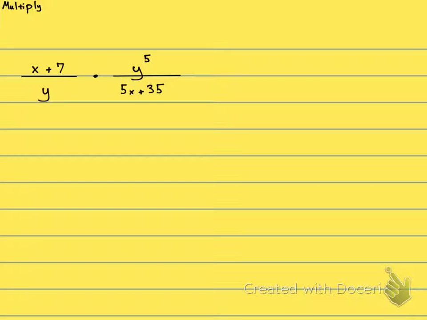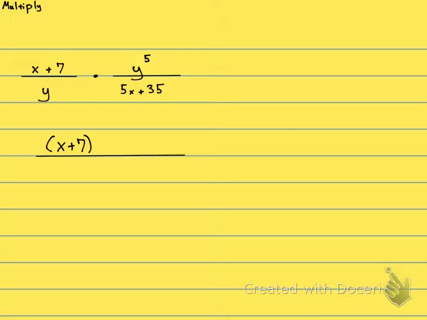All right, we're going to multiply two rational expressions, right? Two big fractions. And remember that when you multiply, it's going to be the top times the top over the bottom times the bottom. So first thing I want to do is rewrite this, and I'm going to put it all together as one fraction.